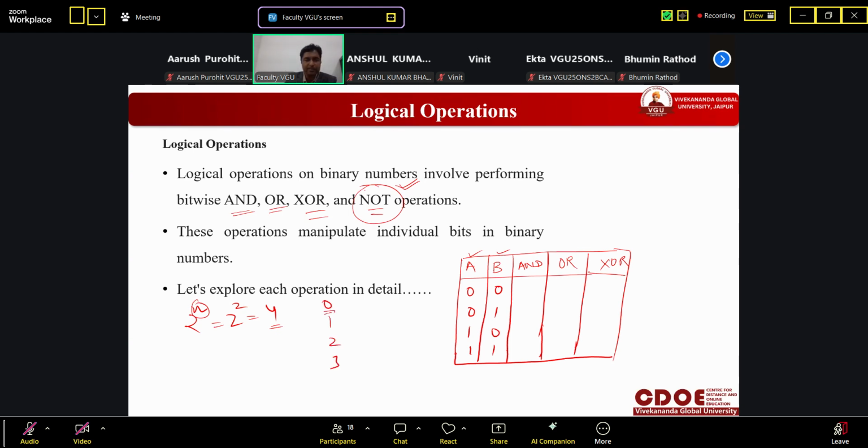You write these decimals in 2-bit binary numbers. So 0 is 0 0, 1 is 0 1, 2 is 1 0, and 3 is 1 1. So these are the combinations that we have written. First column will be of A, second will be of B. Got it? Yes, Meenal, it's correct. What about the third one?